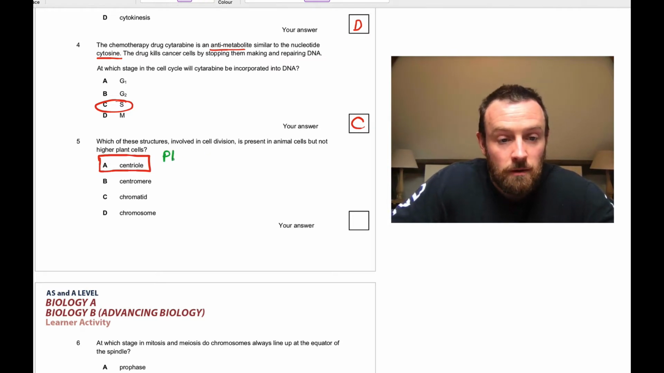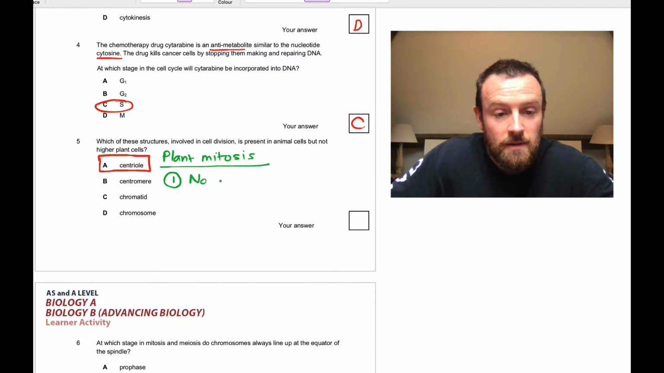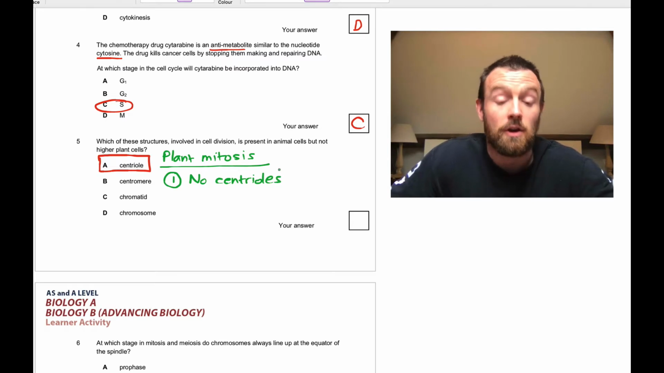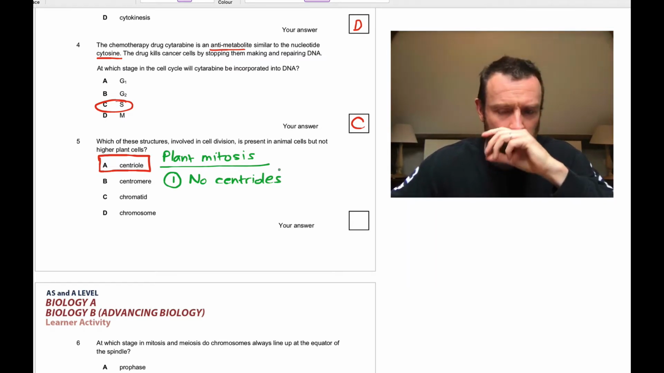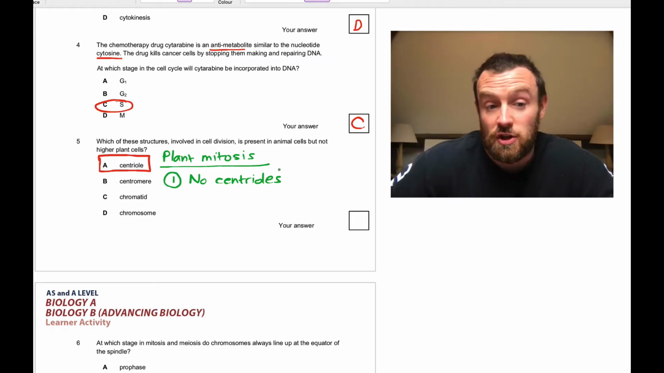So plant mitosis. How is it different than animal cell mitosis? Well, two things actually, not too much to know. No centrioles, okay? So the spindle fibers in plants are not organized by centrioles. They're organized in a different way. They do the same thing in the end, but there's just no centrioles.